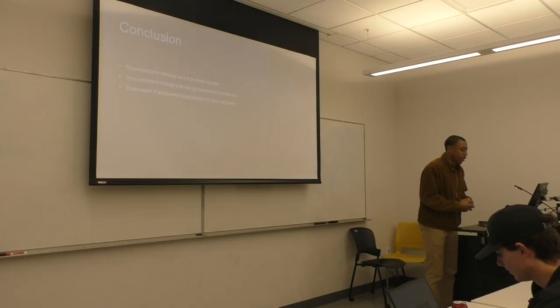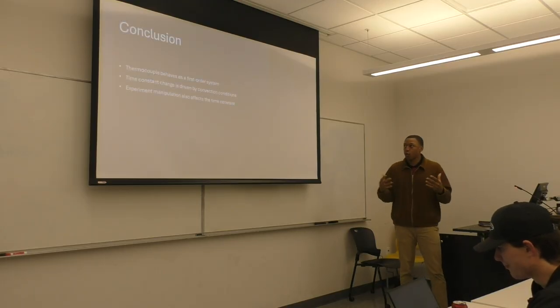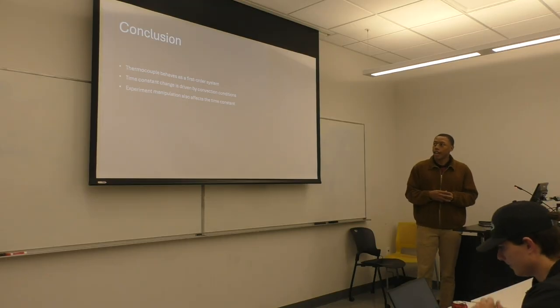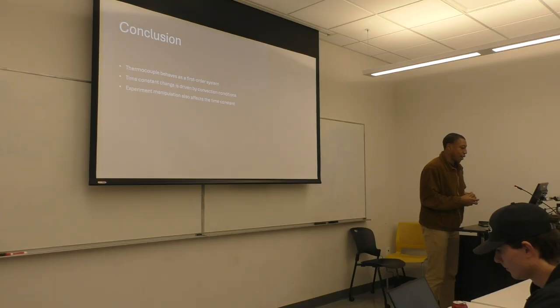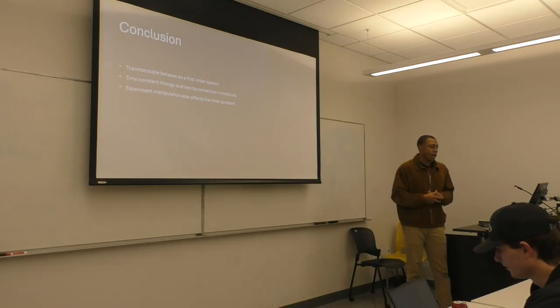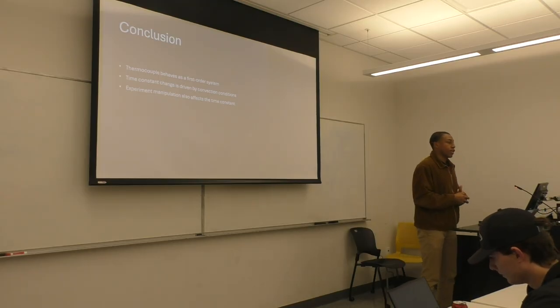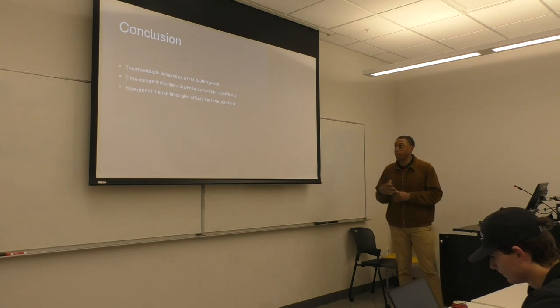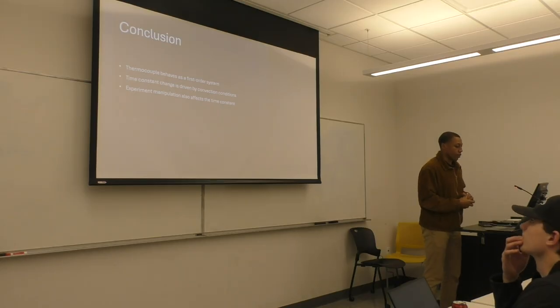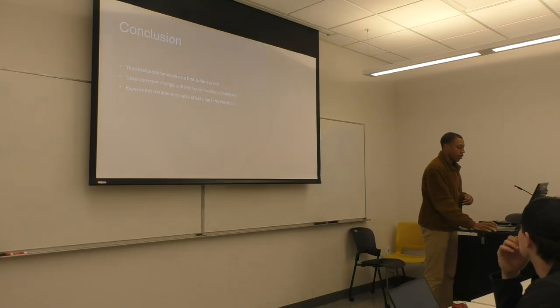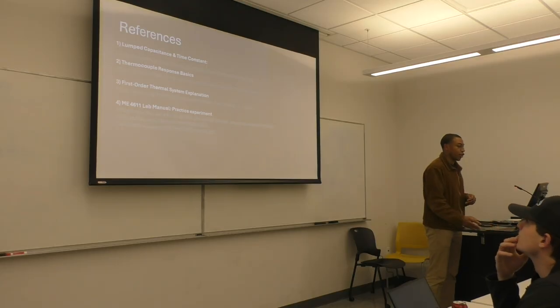In conclusion, looking at what we've all seen throughout the lab and in this presentation, which y'all will continue to see as the next presentation is coming up, is the behavior of a first order system. And also we see the time constant changes, and it's driven by convection conditions, as well as the third point, that we actually experimentally manipulate and affect the time constant that we're looking to get. Secure my references. Thank you very much.